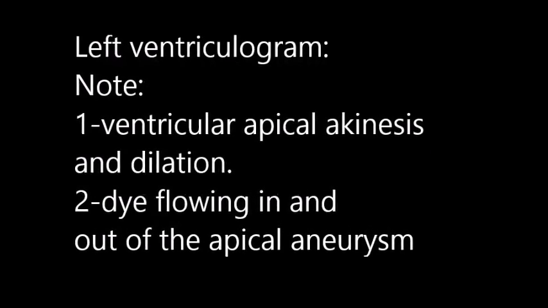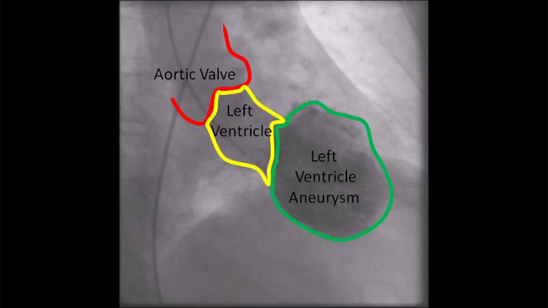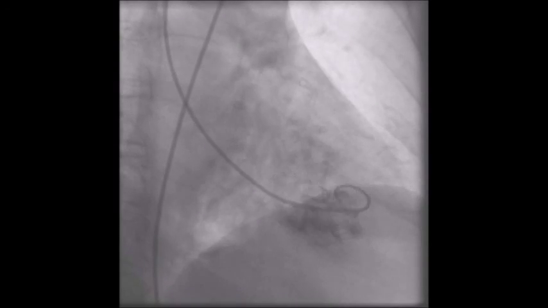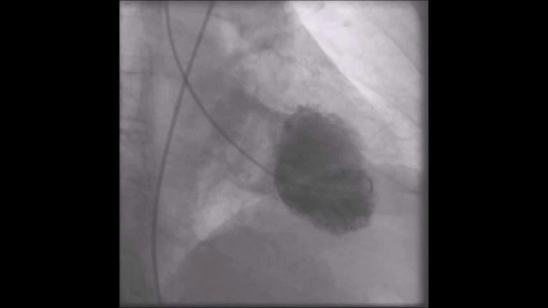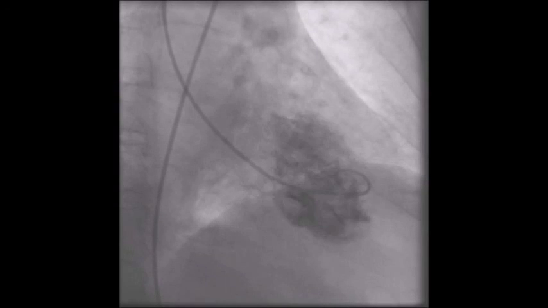A left ventriculogram was done. Note ventricular apical akinesis and dilation. The green shape shows where the left ventricular aneurysm or aneurysmatic area is noted. Note the dye also coming in and out. Pigtail catheter through which the dye was injected in the left ventricle, and note dye coming in and out of the apical aneurysm.